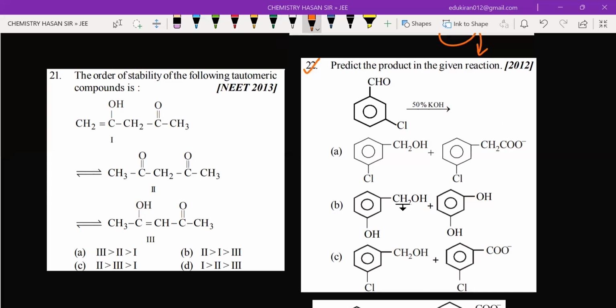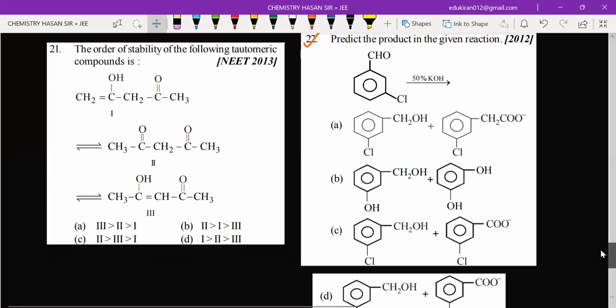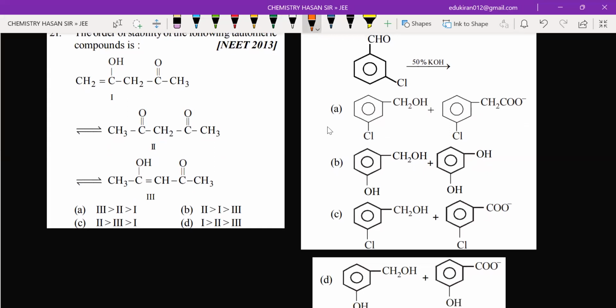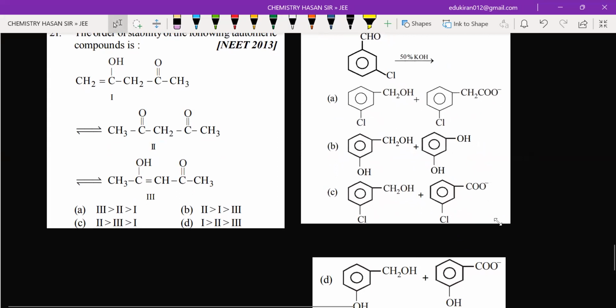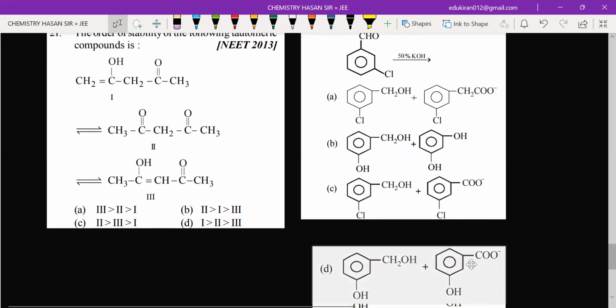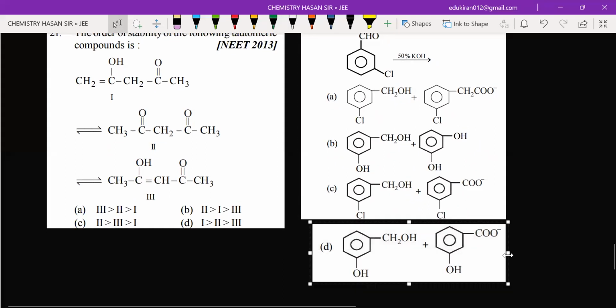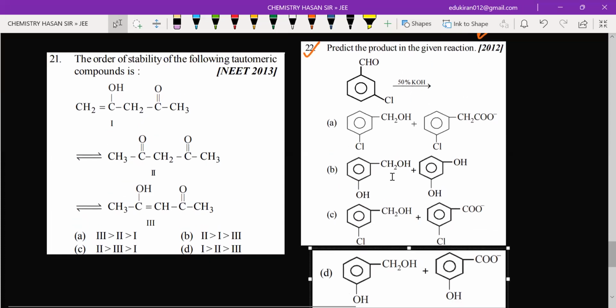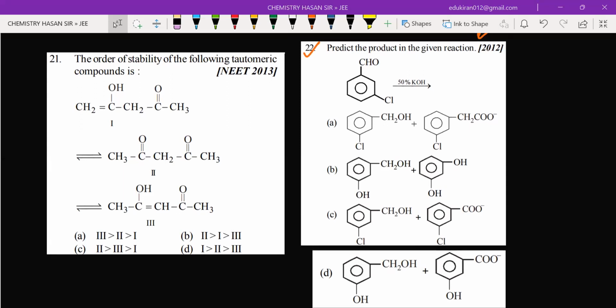Very good. Go for the next question. Predict the product in the reaction. These are the options. Can you show the question? Yeah, this is the question. Just wait a minute. Can you see the question now completely? Yes, sir. Very good.